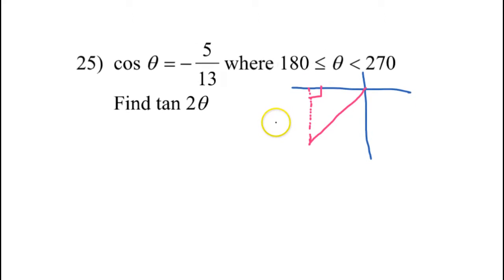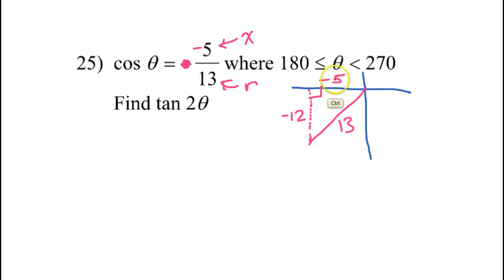Okay, now let's talk about x, y, and r. We know that cosine is x over r. We know that the radius has to be positive. So this negative sign, I'm just going to go ahead and clearly put it on the 5. So the x value, which would be right here, is negative 5. The radius is 13. So all we need is the y value. So we would do the Pythagorean Theorem, and this would come out to be negative 12.